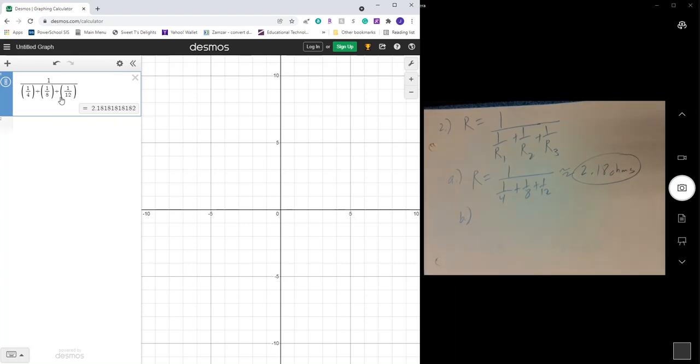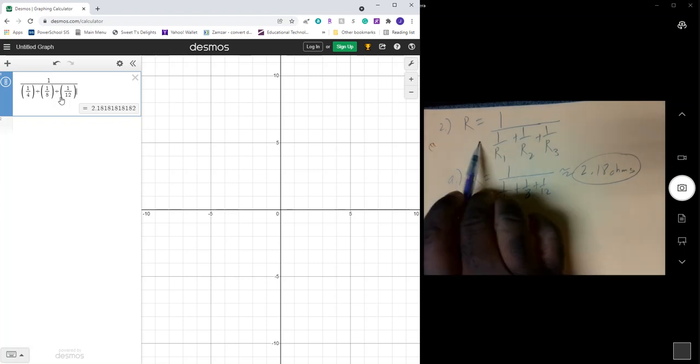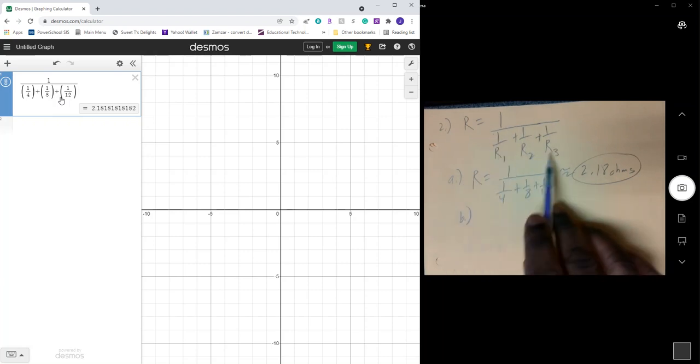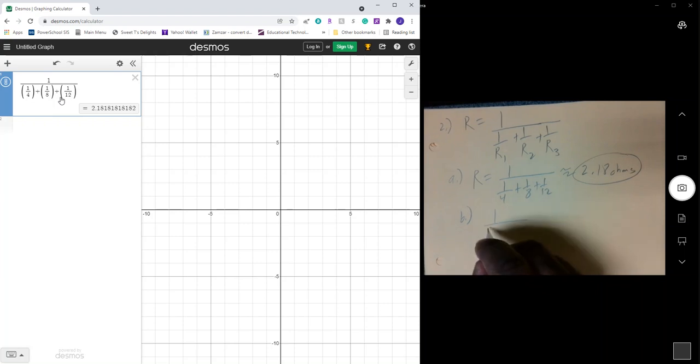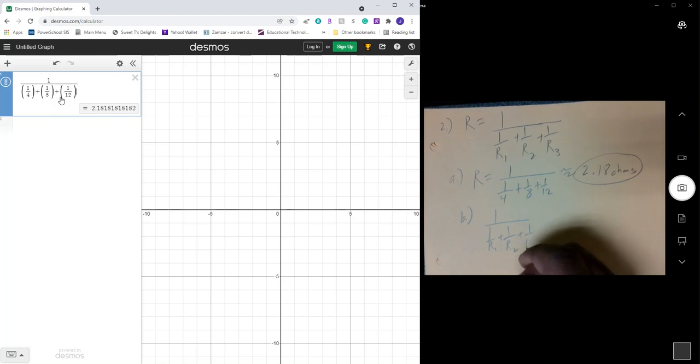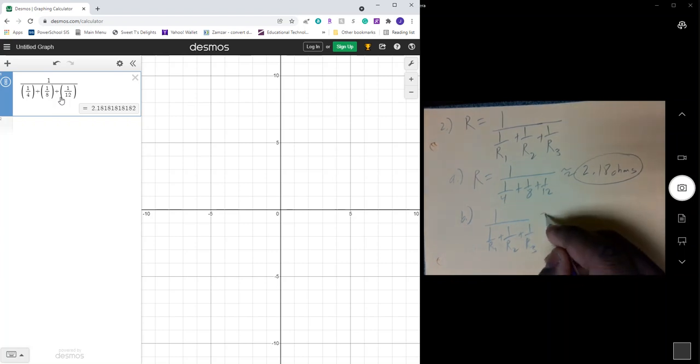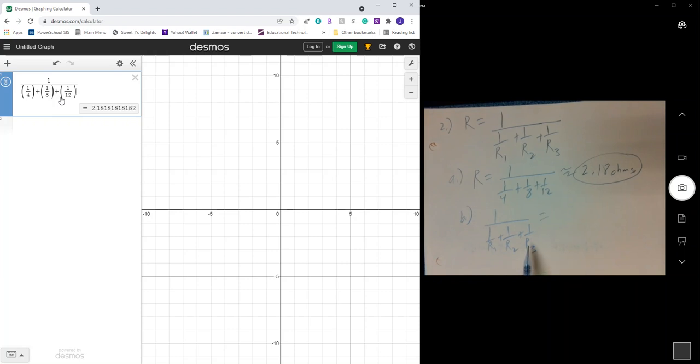It says simplify the complex fraction on the right side of the original formula. Okay, so basically what they want us to do, instead of writing the R equals, they want us to simplify this side of the fraction. So we would have 1 over R1 plus 1 over R2 plus 1 over R3. So what we need to do is find a common denominator here of R1, R2, and R3. And the common denominator is R1, R2, R3.